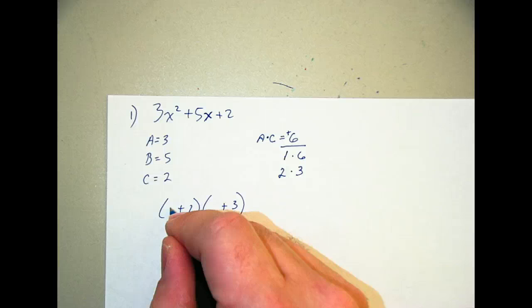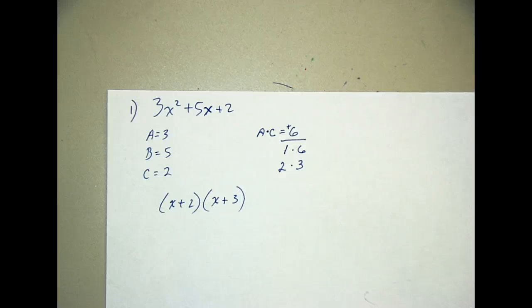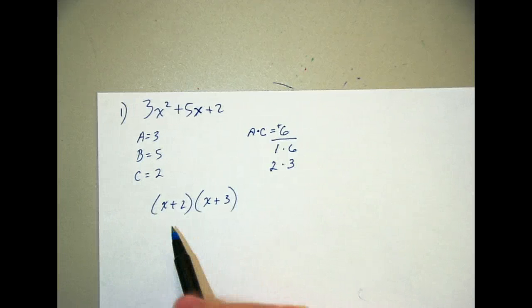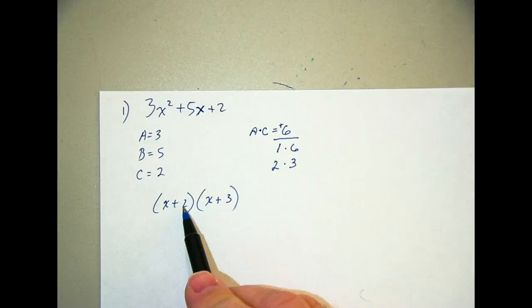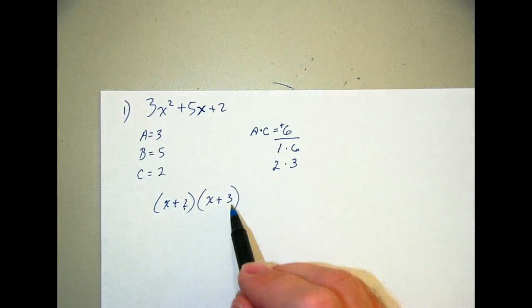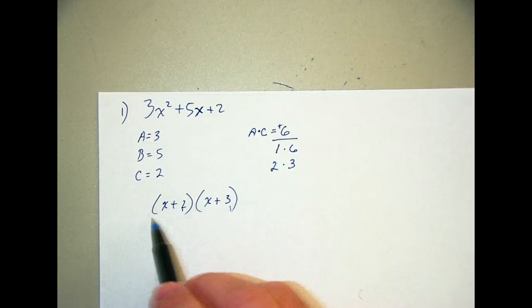What goes out in front here? x and x. Have we factored it correctly? Tell your neighbor how you know it's not correct right now. Ayla, how do I know it's not correct? Yeah, you still don't get 3x squared. You get x squared. And what do we get in the back? 6. So this one's 3 times as big, and this one's too small.